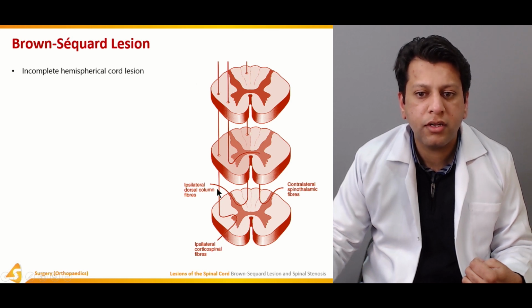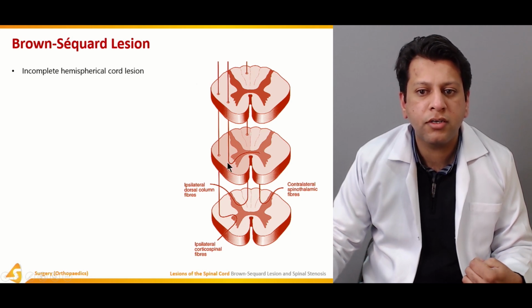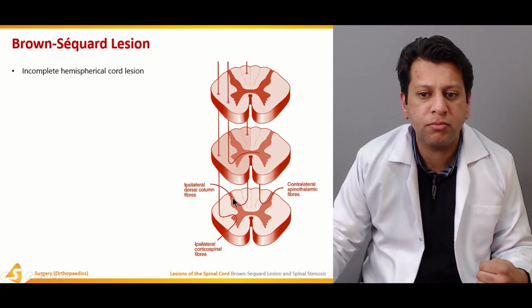Then this here is actually contralateral. This is called ipsilateral. This is the contralateral spinothalamic tract, and this is the ipsilateral dorsal column tract, which is coming all the way. This is sensory, which is entering in here and going all the way towards the sensory cortex.